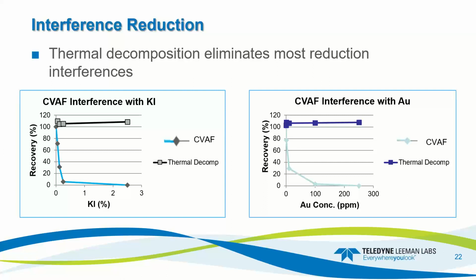Here's 2 examples of that. As you can see in this first graph, the percent recovery of mercury goes down to 0 when you get to about 2.5% of potassium iodide in the sample. But by thermal decomposition, it's basically unchanged. It remains above 100%. You see a similar trend with gold. By about 250 ppm of gold in the solution, the percent recovery drops to 0. But by thermal decomposition, it remains basically unchanged.